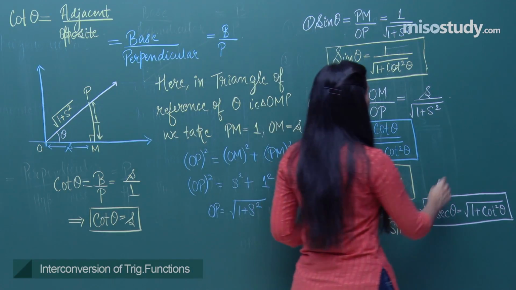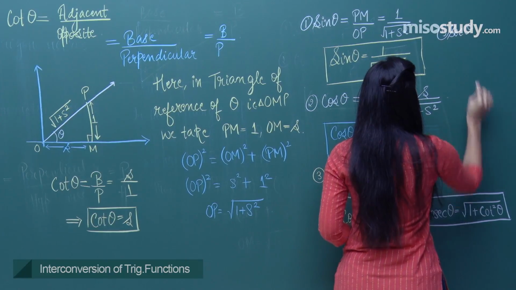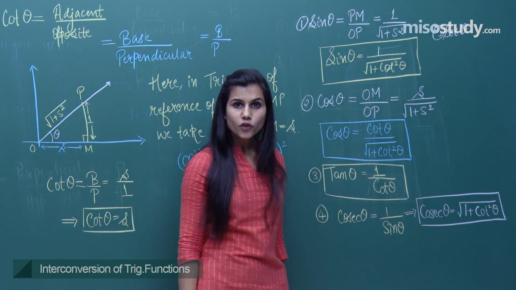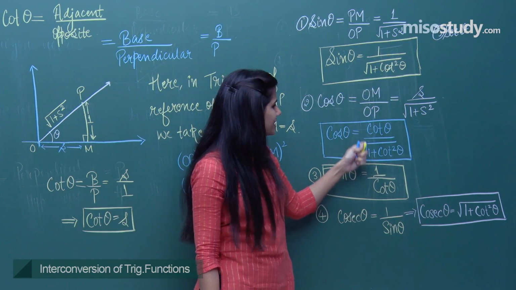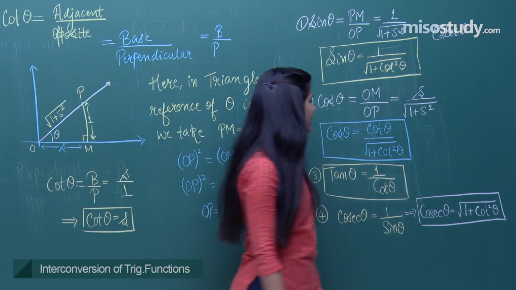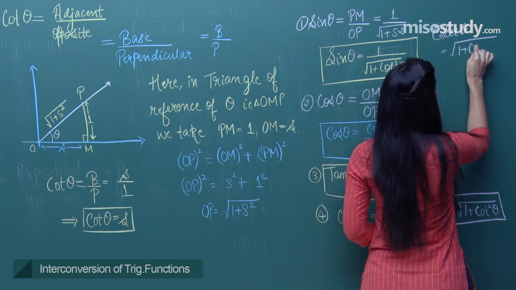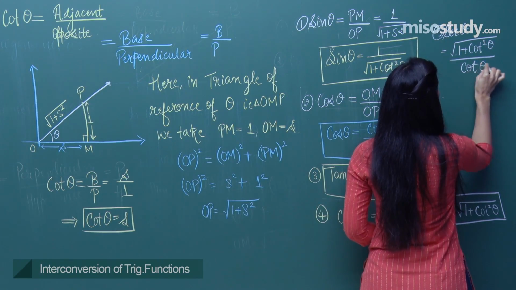Similarly, if I wish to obtain sec theta, sec theta is nothing but the reciprocal of cos theta. So if you reciprocate the expression of cos theta, you get this to be equal to under root 1 plus cot squared theta upon cot theta.